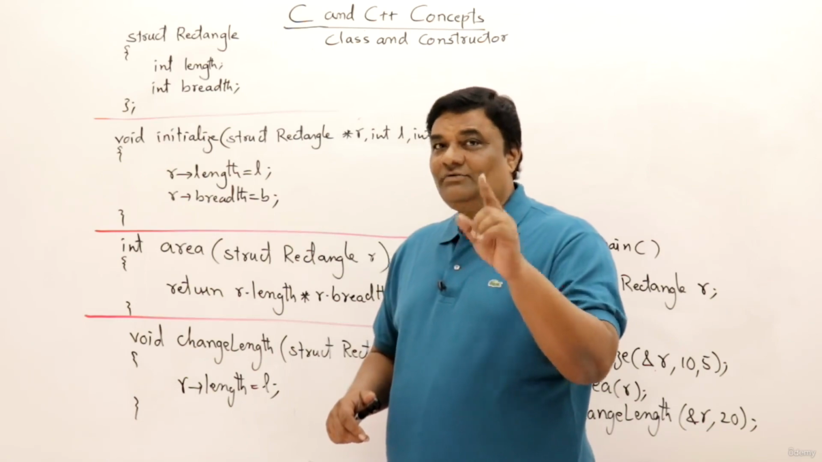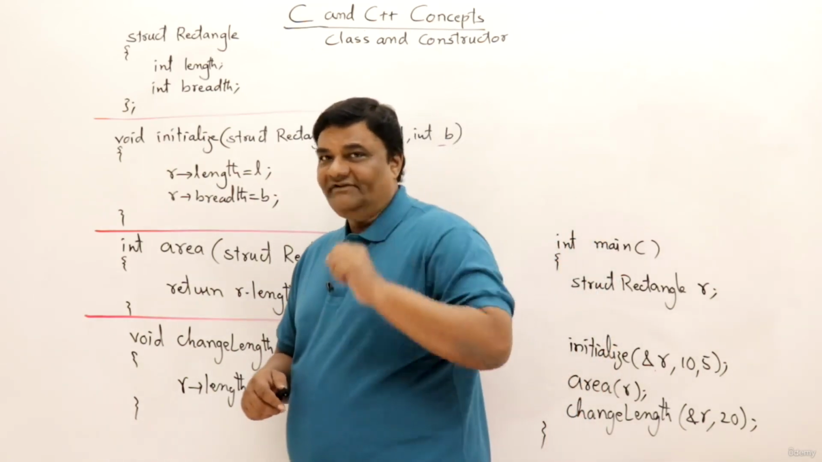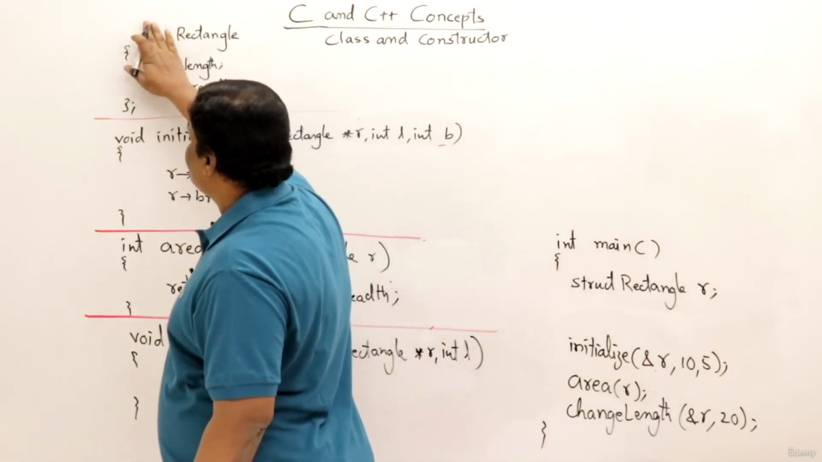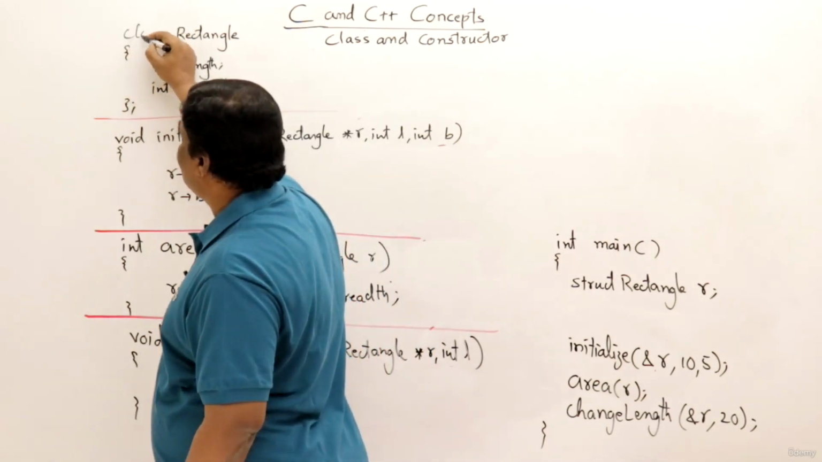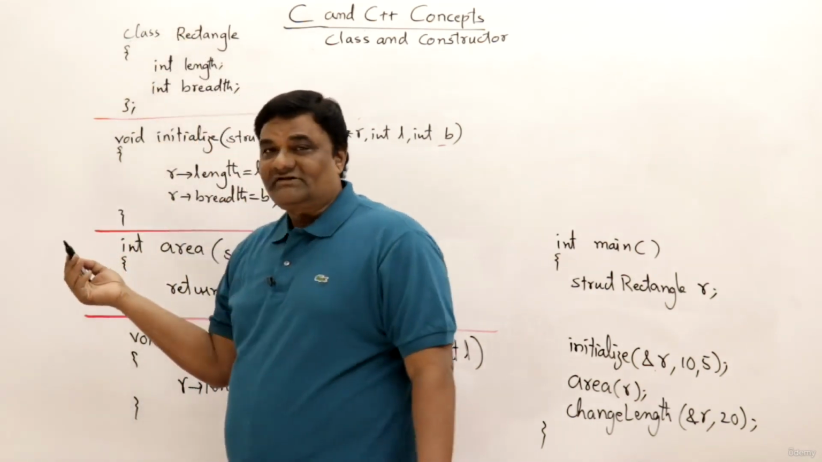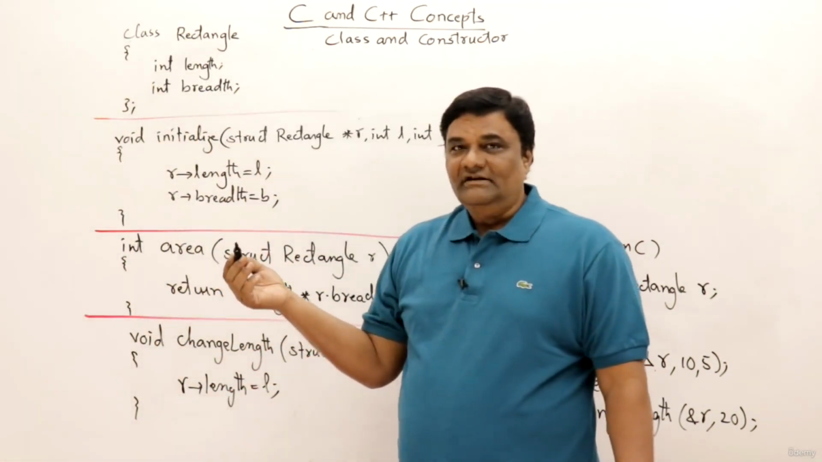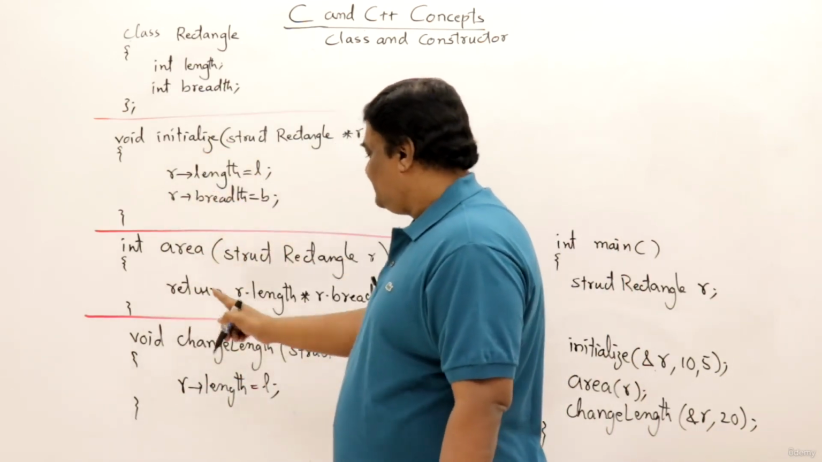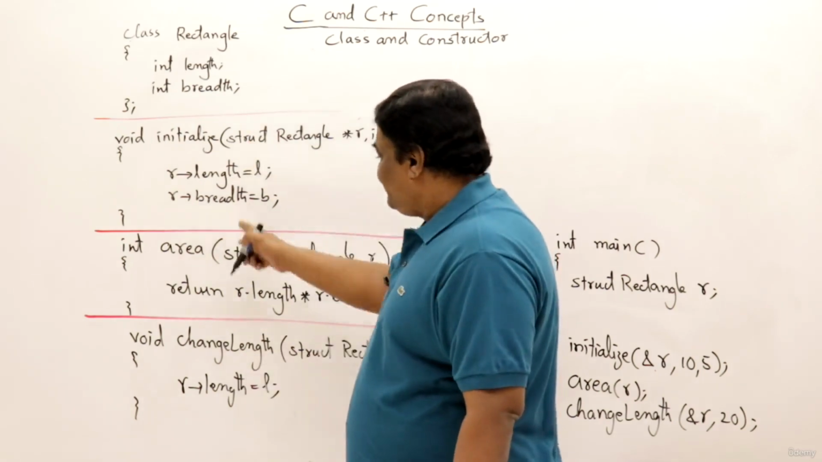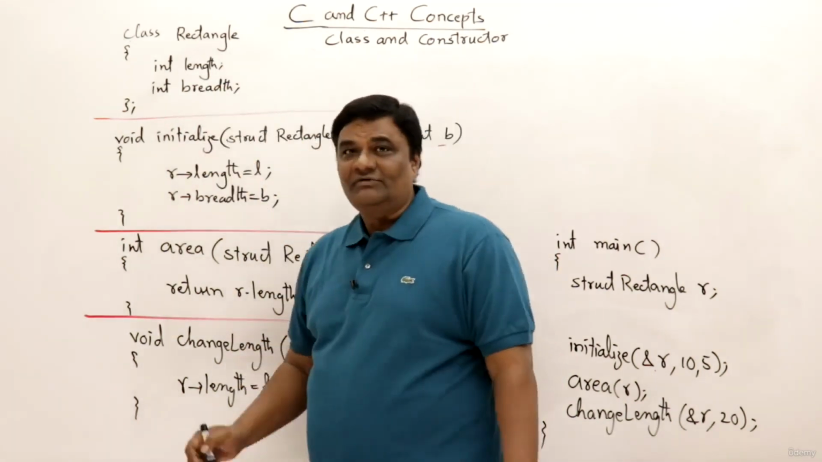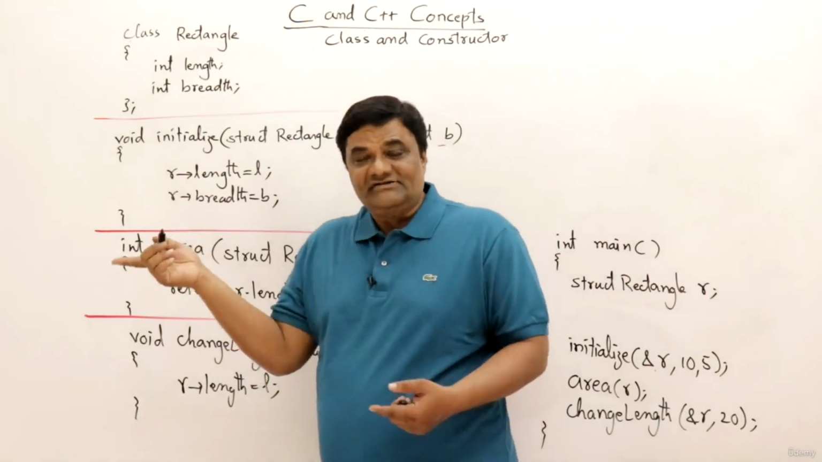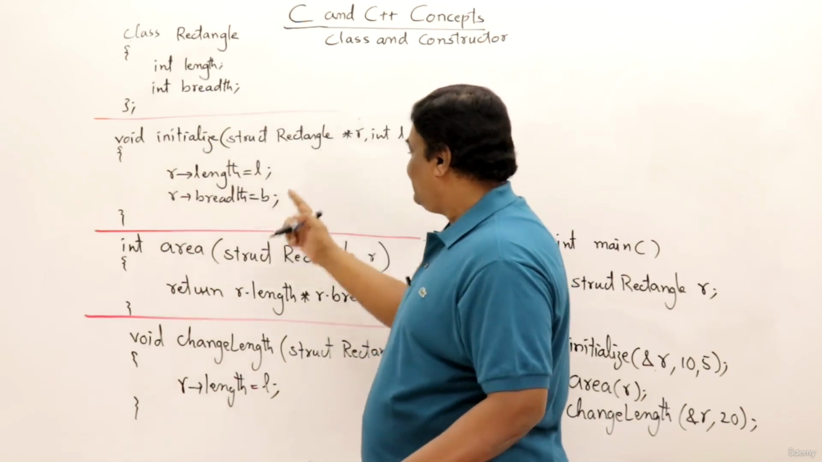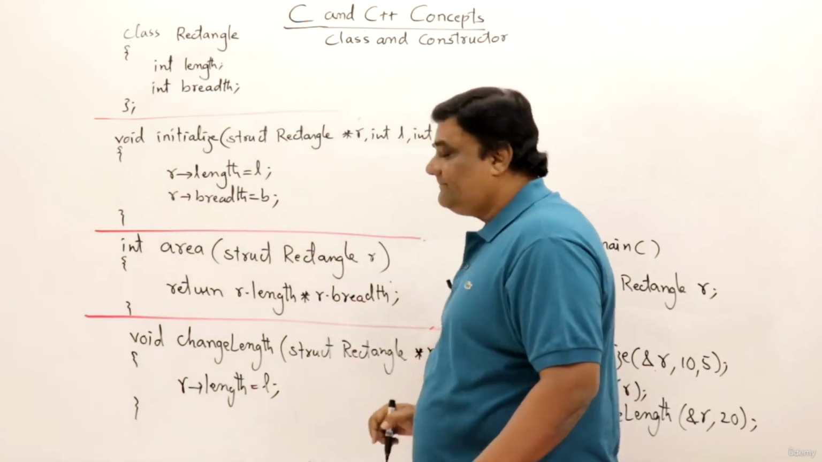Let us convert it into C++ code. Watch it very carefully. See, this is a structure. I will call it a class. Class rectangle. Now the structure is converted to a class. Then these functions, initialize, area, and change length, are meant for that structure only. If that structure is not there, there is no use of these functions. See, it is taking rectangle, it's taking rectangle, it's taking rectangle.